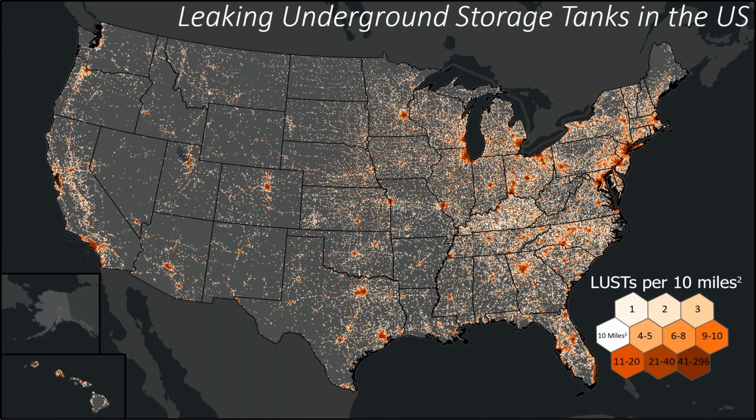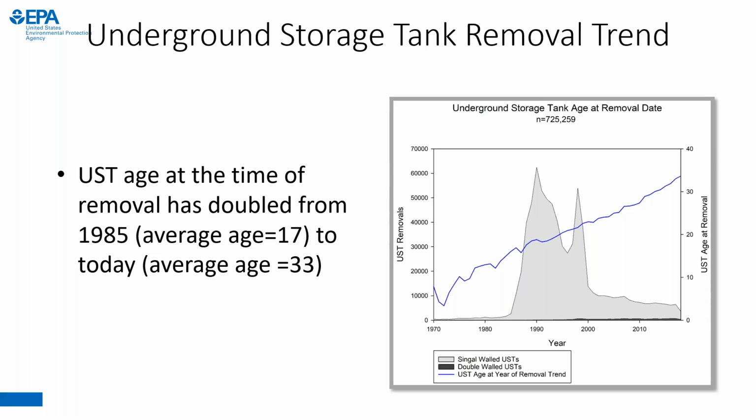So the utility of combining this data was, on a crude level, to look nationally at releases. And then we could also look at some trends in the age of the infrastructure. If we take a look at that graph on the right, it is the underground storage tanks by removal date.